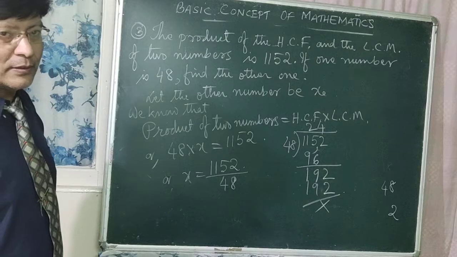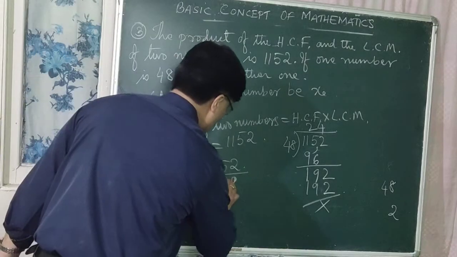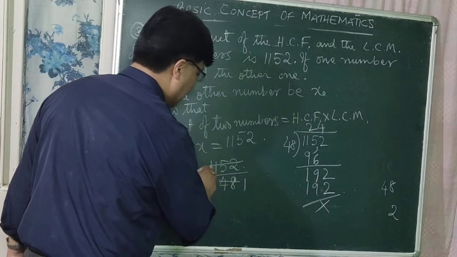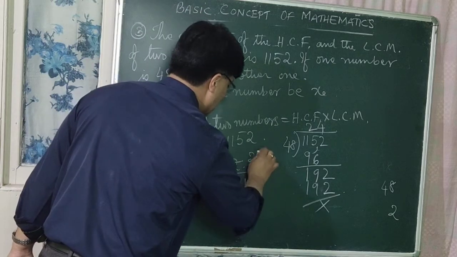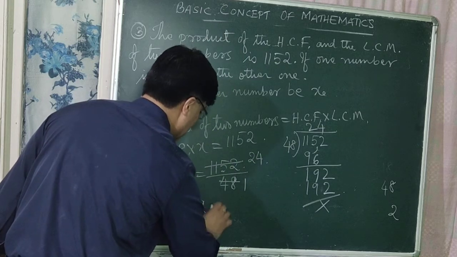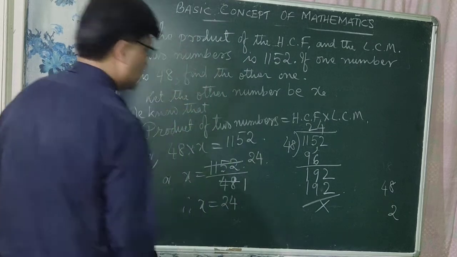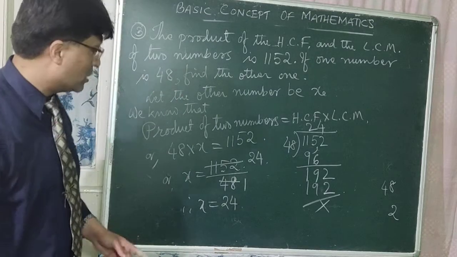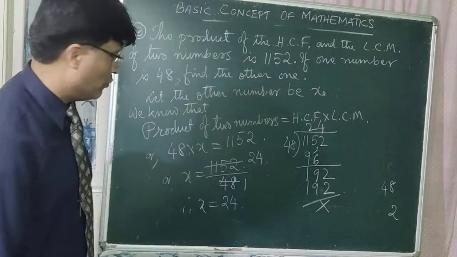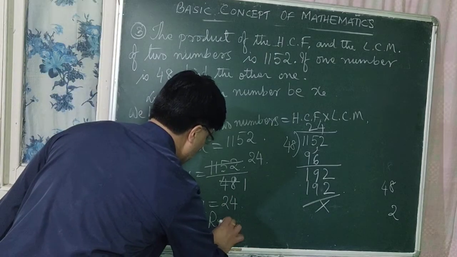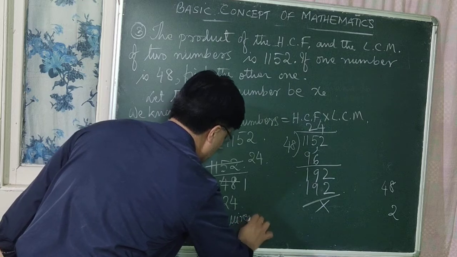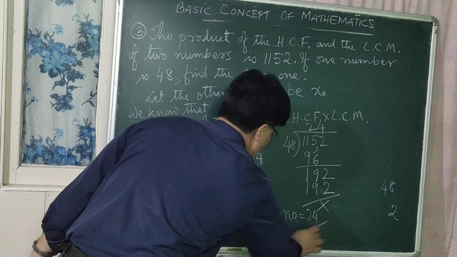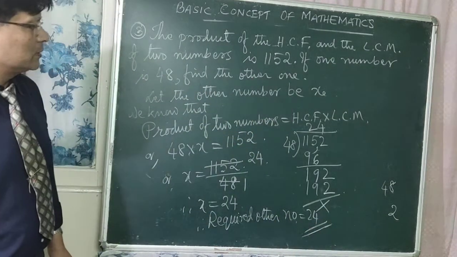So what is the answer now? So we can cancel it. How many times did 48 go into 1152? That is 24. That is, x is equal to 24. So which is the required other number? The required other number is equal to 24. So understood?